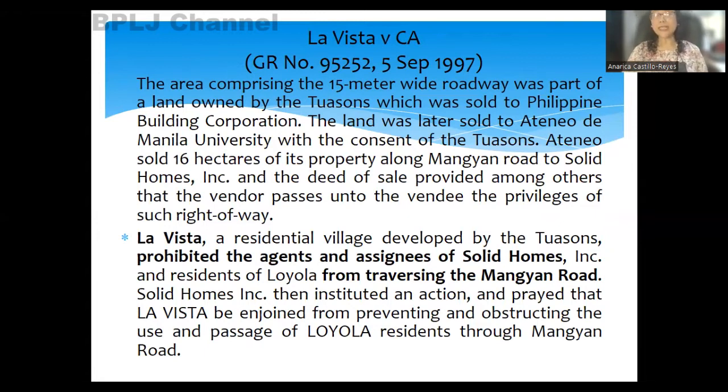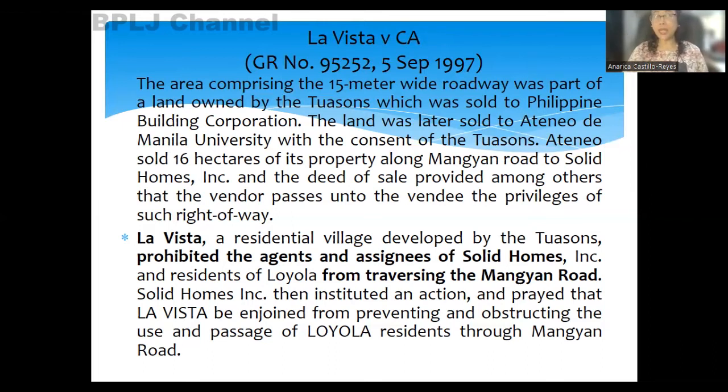La Vista is a residential village developed by the Tuasons. It prohibited the agents and assignees of Solid Homes from traversing the Mangyan Road. The Mangyan Road is actually a road which is established between a land owned by the Tuasons, which was sold to Philippine Building Corporation and later to Ateneo. Ateneo sold 16 hectares of its property to Solid Homes.